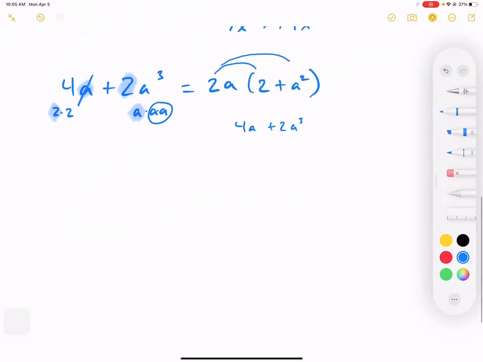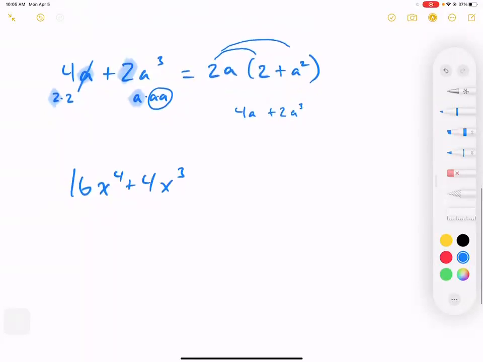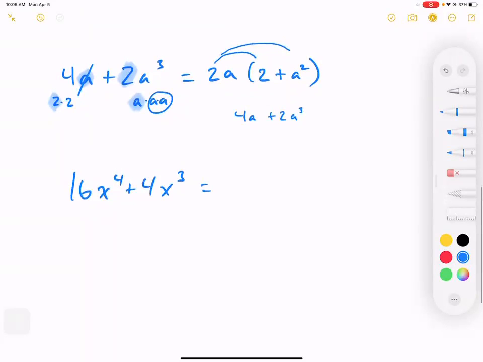Let's do another one. Let's do 16x to the 4th plus 4x cubed, right? Now, what do you see that could be in common? Is there a 4 in both the front and the back? How many x's can we take that are in common?